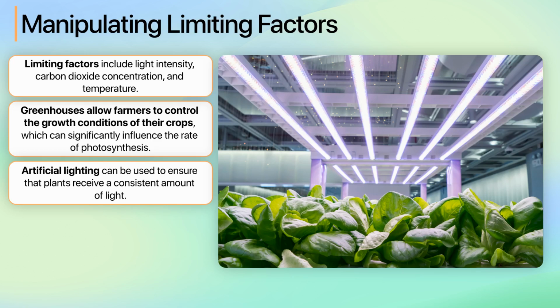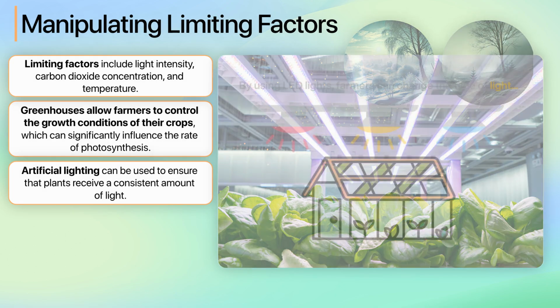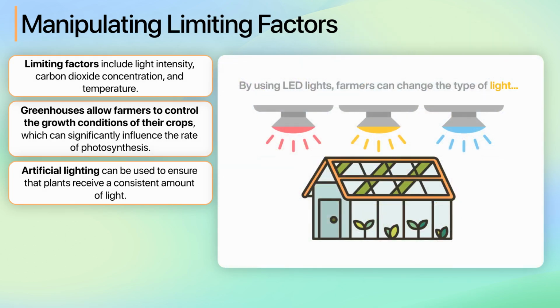This is especially important during winter months or in regions with less sunlight. By using LED lights, for example, farmers can change the type of light to suit the specific needs of their crops, thus enhancing photosynthesis rates.